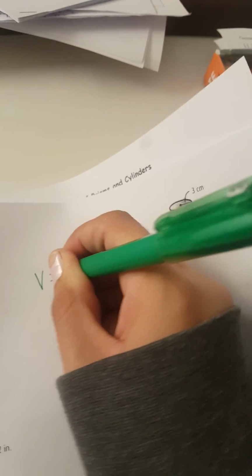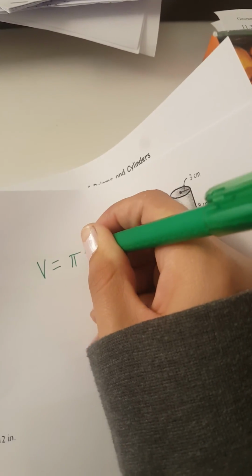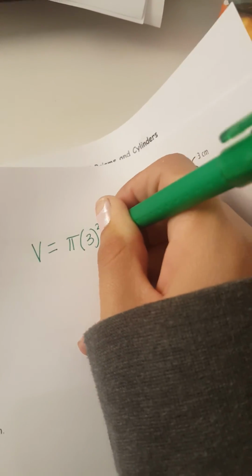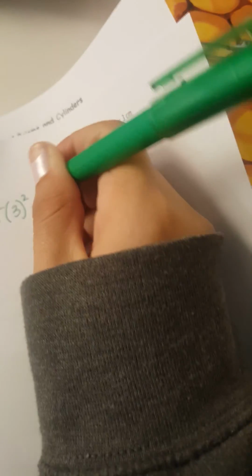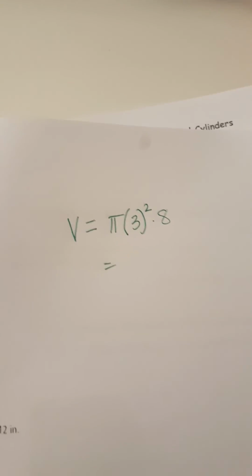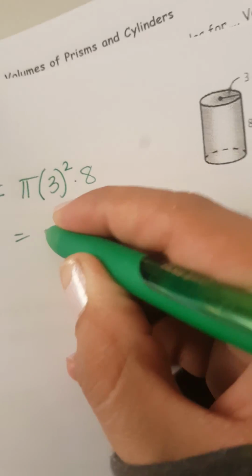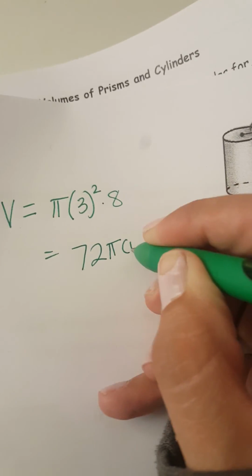So now let's go ahead and find the volume of the cylinder, right over here. This problem right here. The volume of the cylinder is going to be V equals pi, my radius is 3 squared, times the height of the cylinder, which is 8. Once you plug it into the calculator, you should end up with 72 pi centimeters cubed.